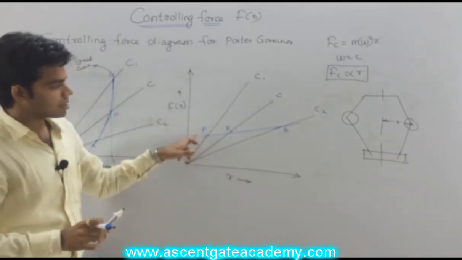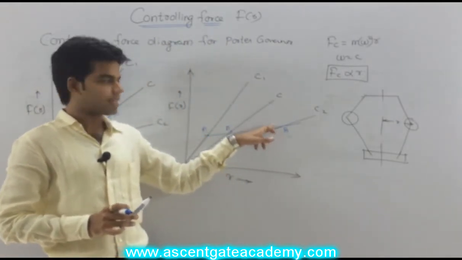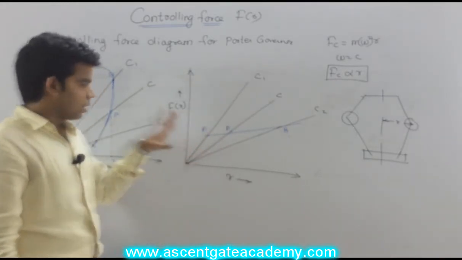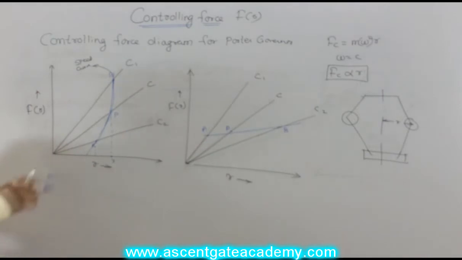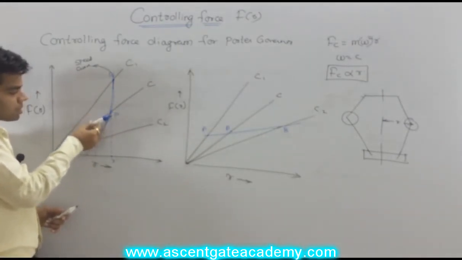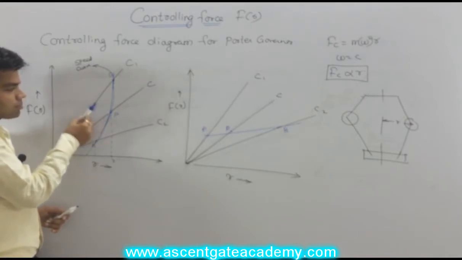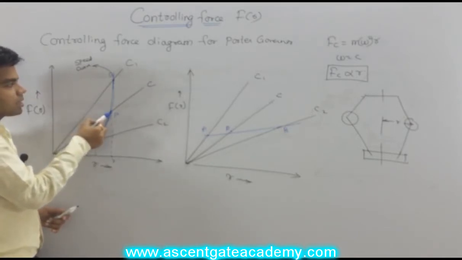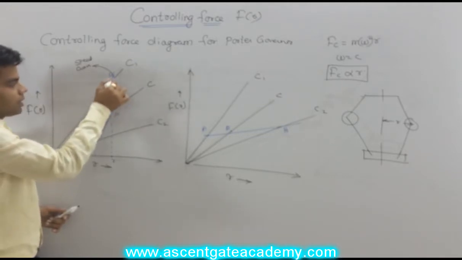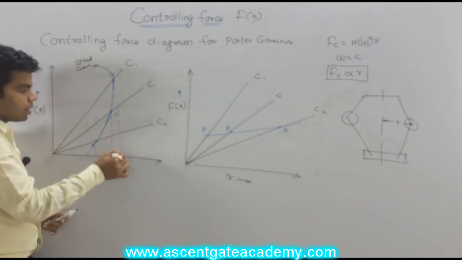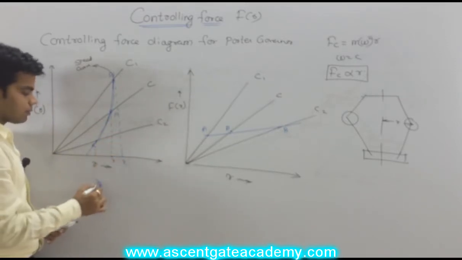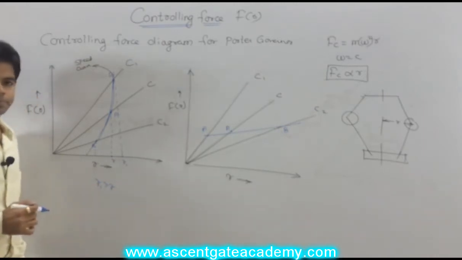In the second case, the slope of this speed curve is less than that of the controlling force diagram. Getting this now? Okay. Now let us analyze these two cases. In this particular case, if the speed is increasing, the curve is shifting. So we will be having point B, and the radius at point B is suppose R1, such that this R1 is greater than small r.